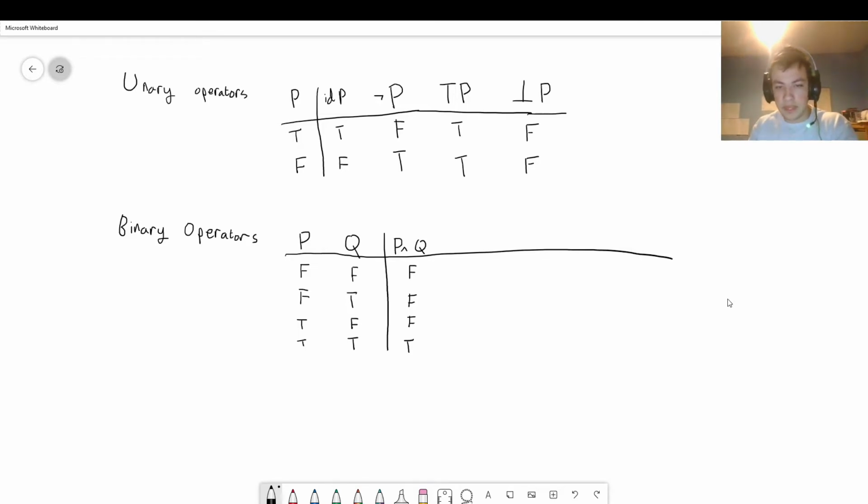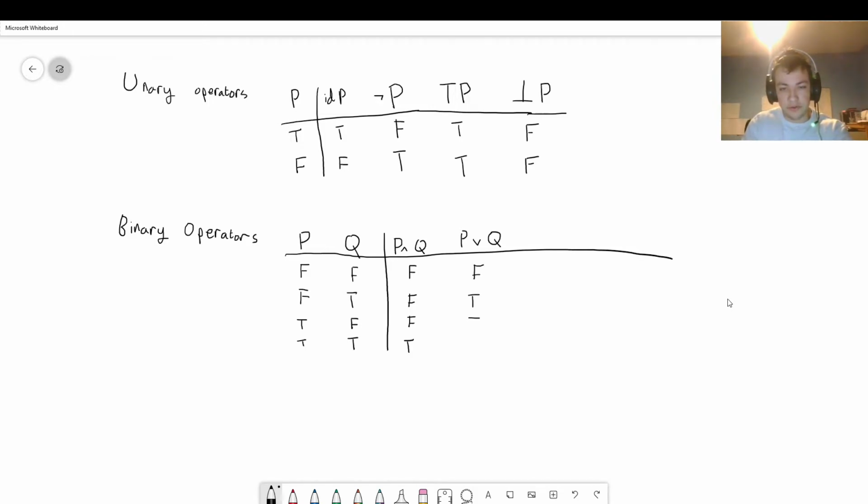Then we have P or Q, and this one requires only one statement to be true. So this is an inclusive OR. There are two types of OR generally in language. We can either have the inclusive OR, where "it is Wednesday or it is raining" allows Wednesday, raining, and Wednesday and raining. Or we can have the exclusive OR, where "it's Wednesday or it's raining" means Wednesday, raining, but not both.